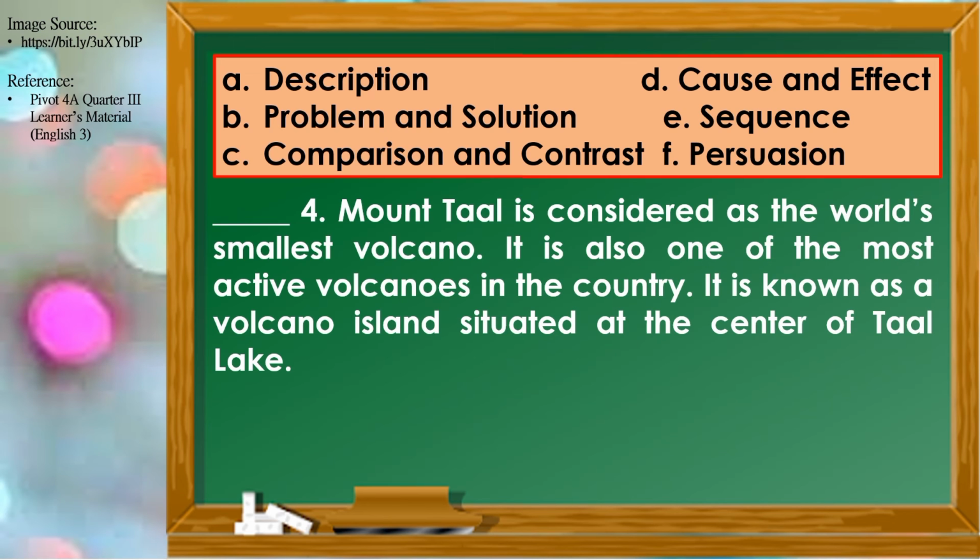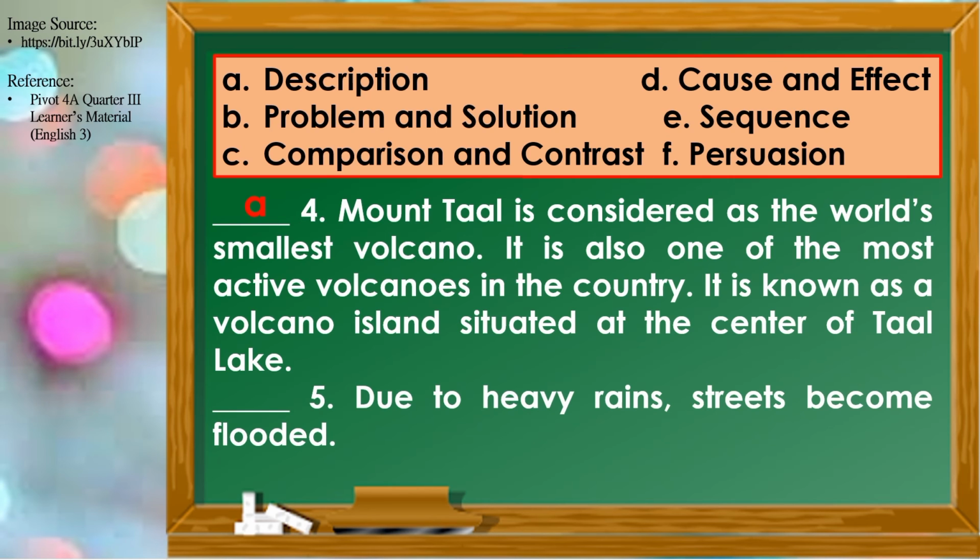Fourth item. Mount Taal is considered as the world's smallest volcano. It is also one of the most active volcanoes in the country. It is known as a volcano island situated at the center of Taal Lake. What type of informational text is used in this item? Very good. The correct answer is letter A. This is an example of a description informational text.